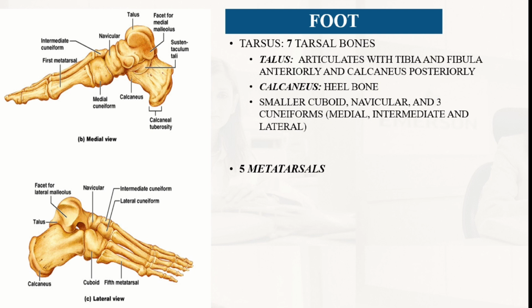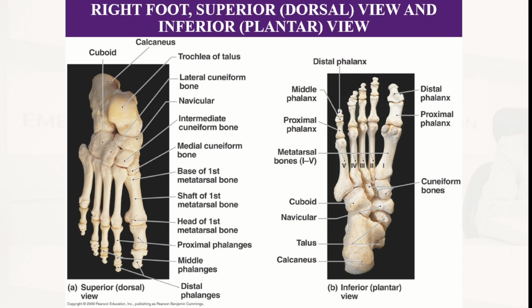Okay, then we also have metatarsals, but the metatarsals are 5. So meaning we just count them to say 1st to 5th metatarsal. Then phalanges, we have 14 phalanges. Then the greater toe is known as the hallux. Okay, this is the inferior or plantar view of the right foot, and which is again the superior view.